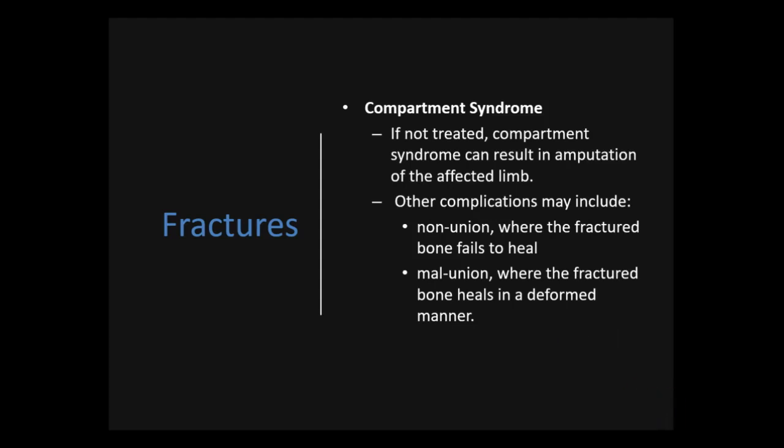Compartment syndrome. Now, this is a serious complication of fractures. If not treated, compartment syndrome can result in amputation of the limb. So what happens is there's connective tissue that keeps all the muscles where they're supposed to be, and it starts to bleed or swell within that area, and it'll cut off the blood supply. Other complications may include non-union, where the fractured bone fails to heal, and malunion, where the fractured bone heals in a deformed manner. So compartment syndrome is pretty serious.